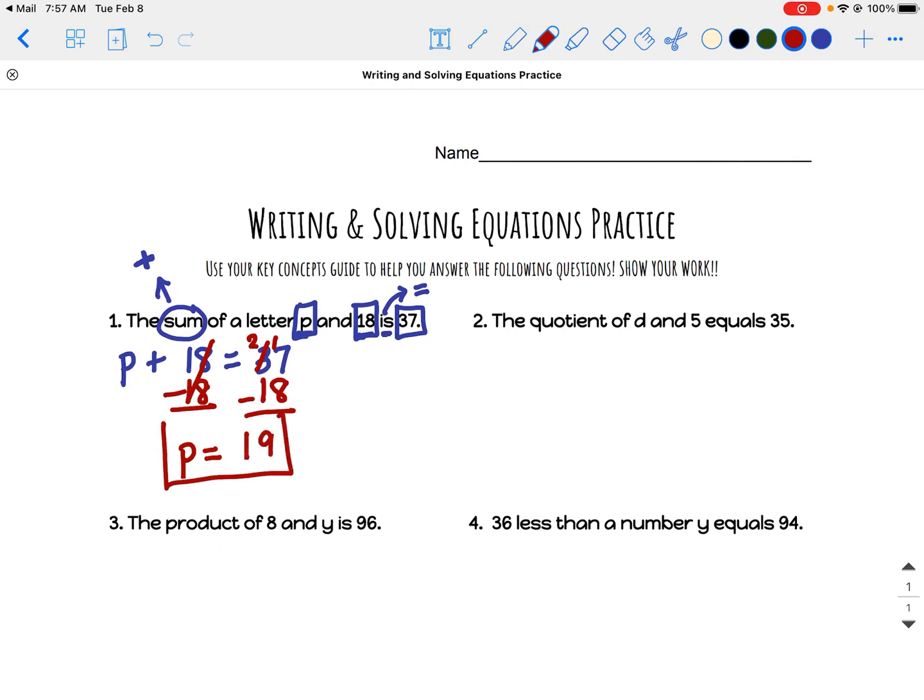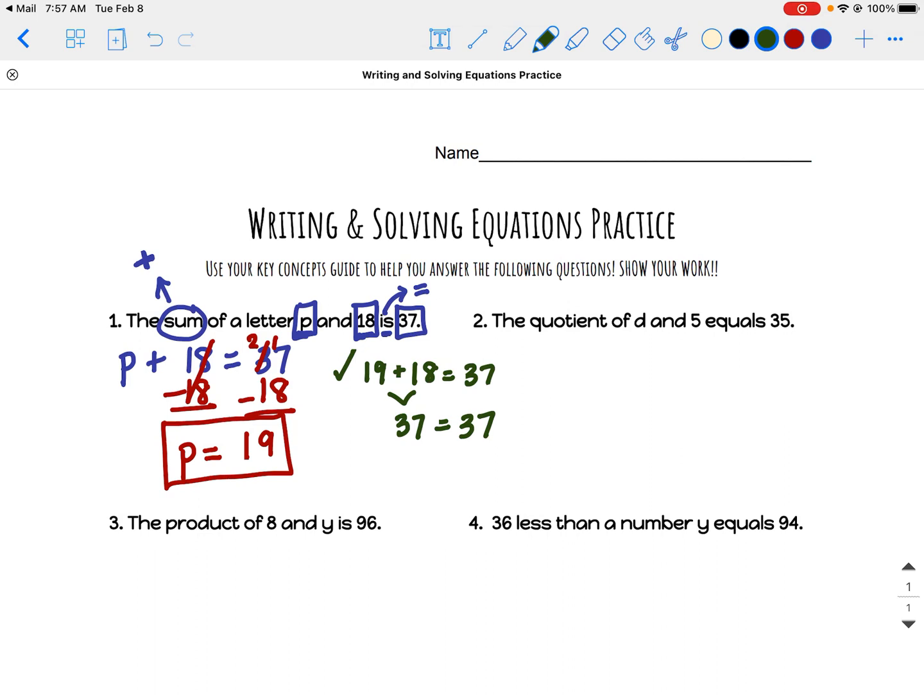19. And now before you're confident, we're going to take one last step and plug it in and make sure it makes a true statement. So I'm just going to plug in 19 in place of P now. 19 plus 18 equals 37. I just want to make sure that's true. So I can do this in my head, or I can use a calculator, and that would be 37 equals 37. So I know it is true. Yay. Now I can move on to the next one.